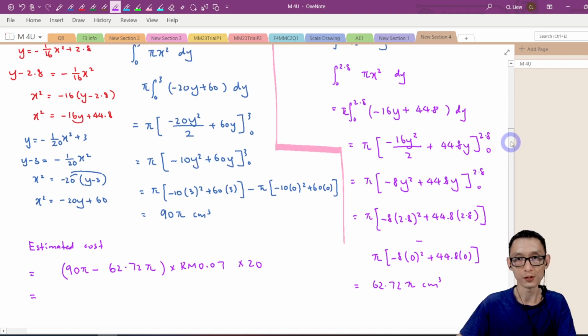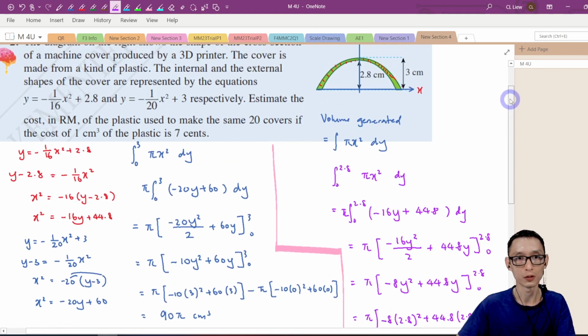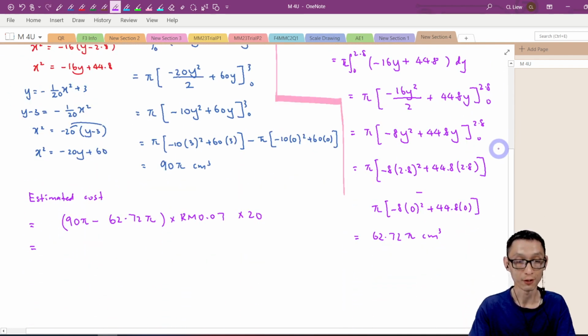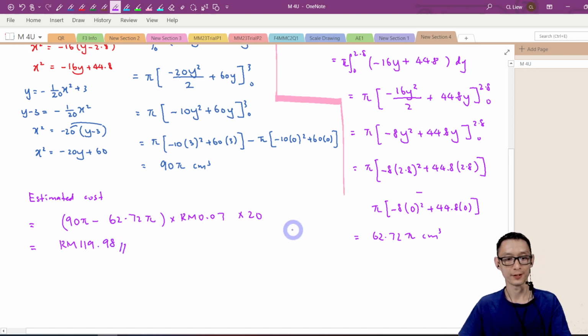Since no pi is given to me, no pi is given here, so I will just use the pi in the calculator. 90 pi minus 62.72 pi, okay, times 0.07 times 20. Okay, let me just round it off to 2 decimal places, so the answer should be 119.98.